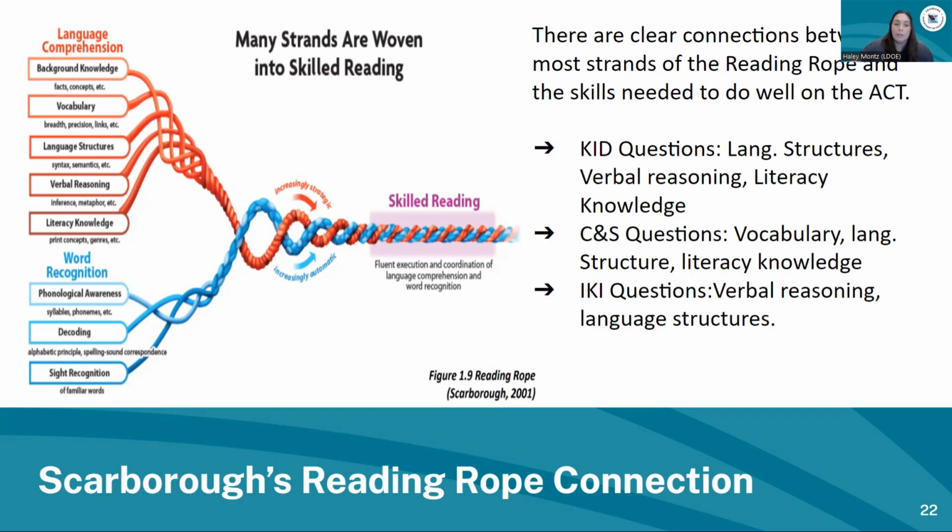But otherwise, the skills assessed on this test are very clearly represented in many of the strands on this rope, and what it takes to create a skilled reader. And it's why it's considered a way to assess college readiness, because if you can do these things on this test, that means that you also can do all the different skills on this strand, which represents students who are strong readers.